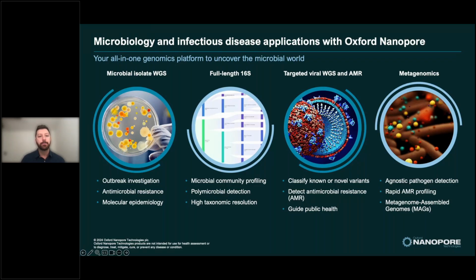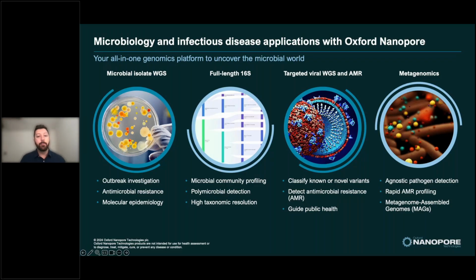We also have solutions for targeted viral whole genome sequencing. This has been used quite a lot for things like SARS-CoV-2 whole genome to look at emerging strains, as well as targeted antimicrobial resistance tests such as tuberculosis drug resistance. And then finally, we'll touch on whole metagenomic sequencing, which again gives you the ability to avoid PCR altogether and really look agnostically what's in that sample if you're trying to detect a pathogen or any other type of microbe.